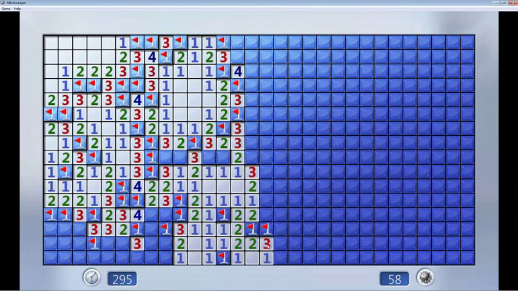There's no mine over here because this 3 is going to be fulfilled by a mine here or here. No mines in these 3 because the mine that belongs to this 1 is either here or here.